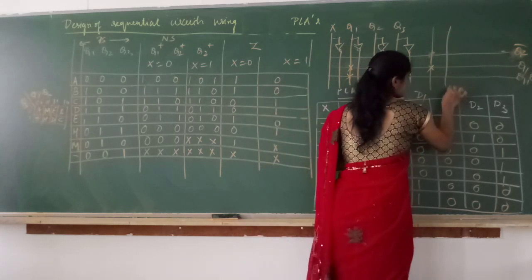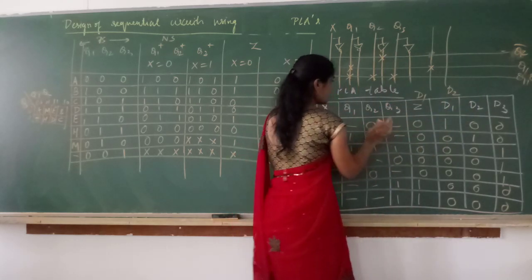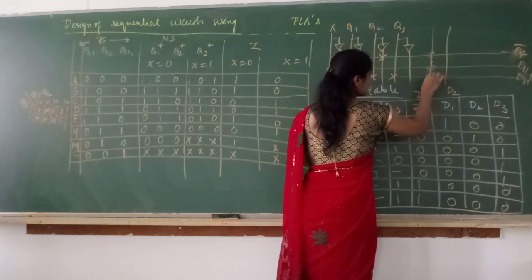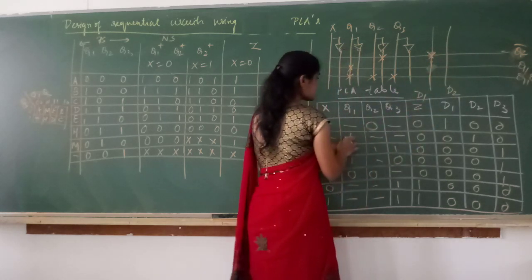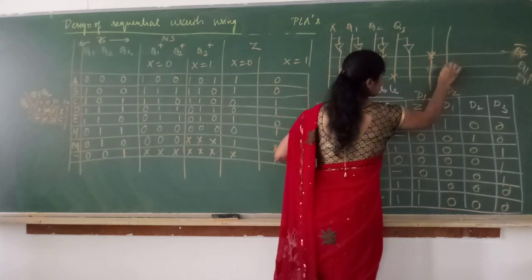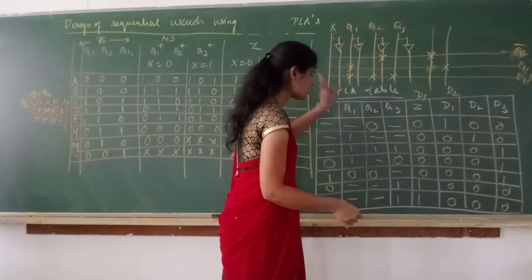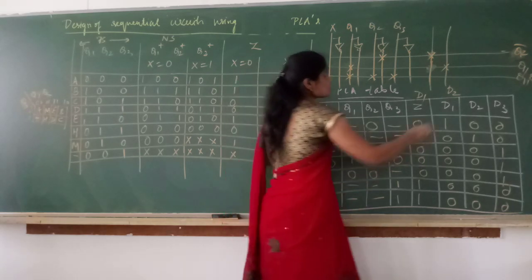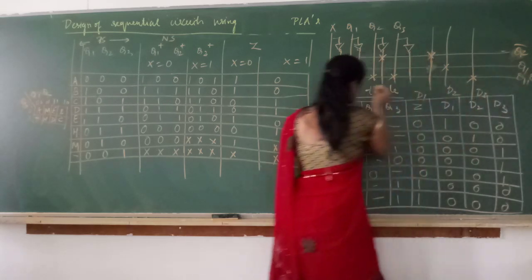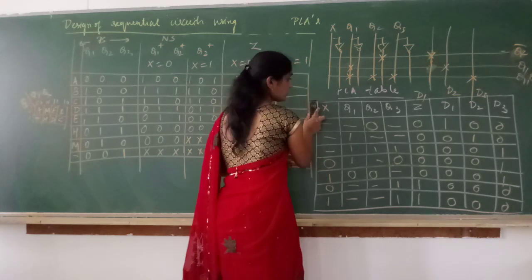Similarly for D2. D2, it is only Q1. I'm sorry, D1 it is Q2 bar. So for D1 it is Q2 bar, and D2 it is Q1. Where is Q1? This is Q1. Similarly, what is D3? We have 3 product terms. So for D3 this is Q1, Q2, Q3. The remaining you have to write. If you want, I will write it here outside.